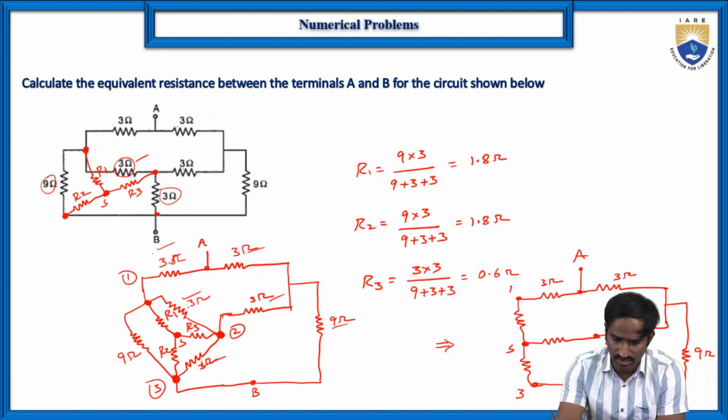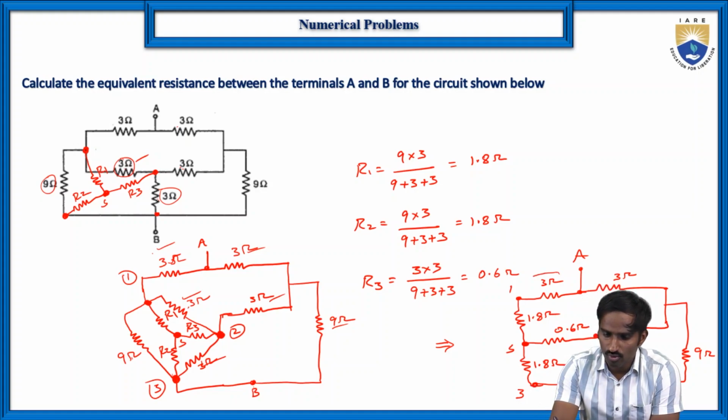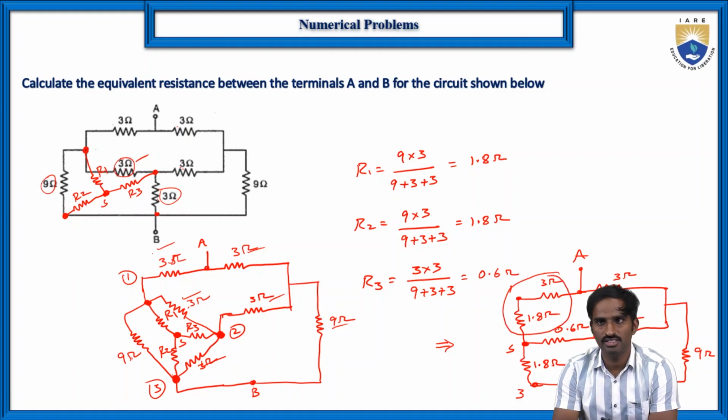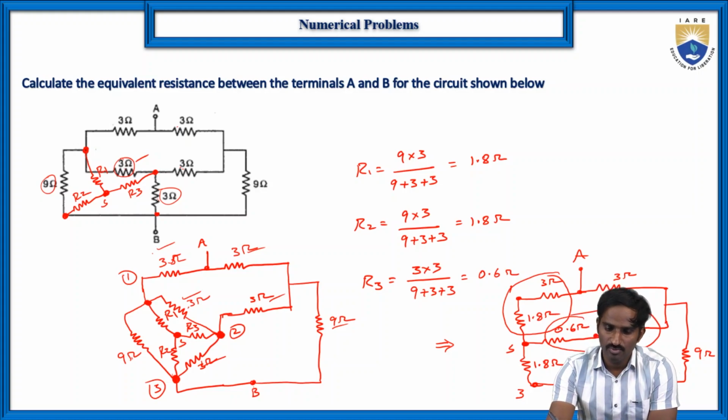So what is the value here? This value is 1.8 ohms, here it is 0.6 ohms, and here it is 1.8 ohms. So this is the way to transform this particular circuit to here. Now you can see these 3 ohms and 1.8 ohms are in series, and again these 0.6 and these 3 ohms are in series. So this can be replaced as 4.8 ohms, and this can be replaced as 3.6 ohms.